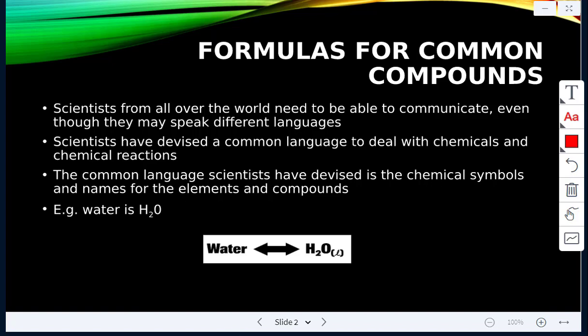So for example, water is the common name, but the chemical formula for water is H2O, and it actually has a chemical name as well, which is dihydrogen monoxide. The chemical formula for water would be H2O.